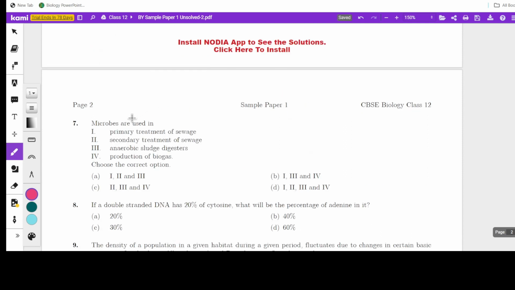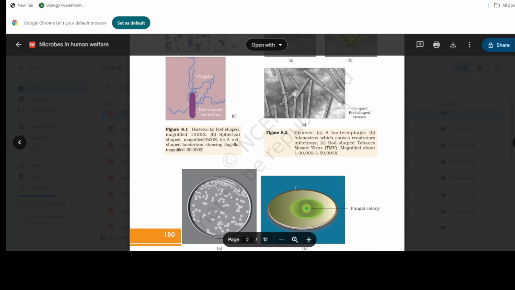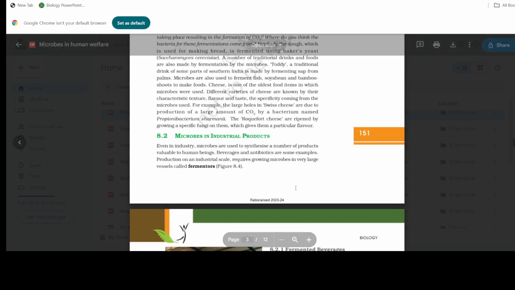Now, next question. Microbes are used in... so this is obviously from Microbes in Human Welfare, sewage treatment, isn't it? Microbes are used in primary treatment, secondary treatment, anaerobic sludge digesters, production of biogas. So, 4 steps they have given here. In which of these steps do we include bacteria? Any idea? Guess the answer. We'll check it from the textbook. Microbes in Human Welfare, and you know it is in sewage treatment.